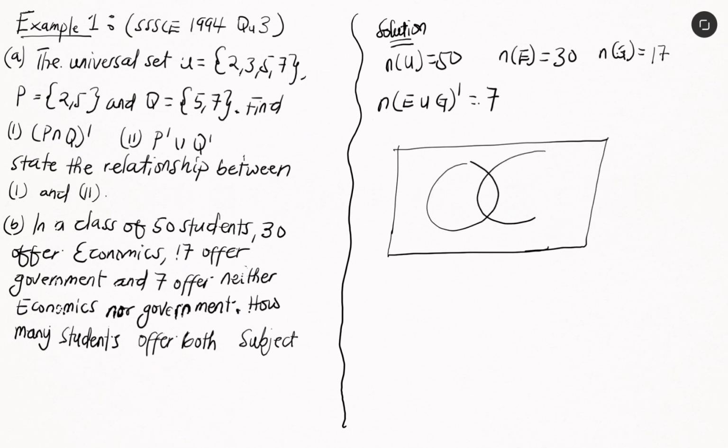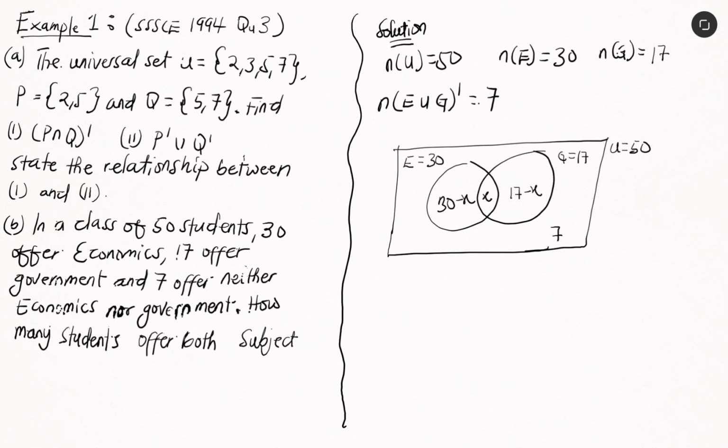On the Venn diagram, we have something that looks like this. Our universal set is 50, so we write it over here. Our economics is 30, we write it here. Our government is 17, we write it here. And then this is for both economics and government, so let's represent that by X. Since here is 30, here will be 30 minus X. Since here is 17, it will be 17 minus X. Remember, we have (E union G) prime, which means they don't offer any of the subjects, so they will lie outside of the two circles that we have in the Venn diagram.